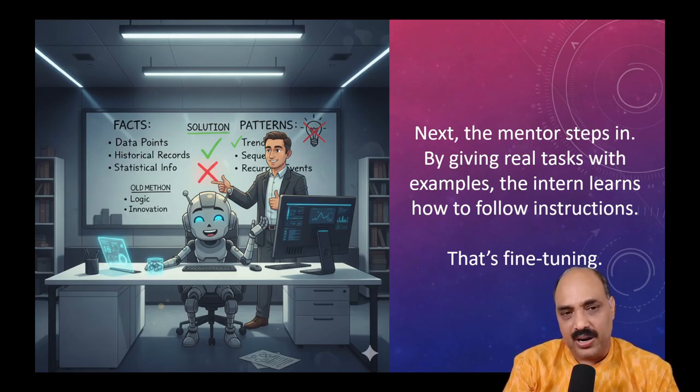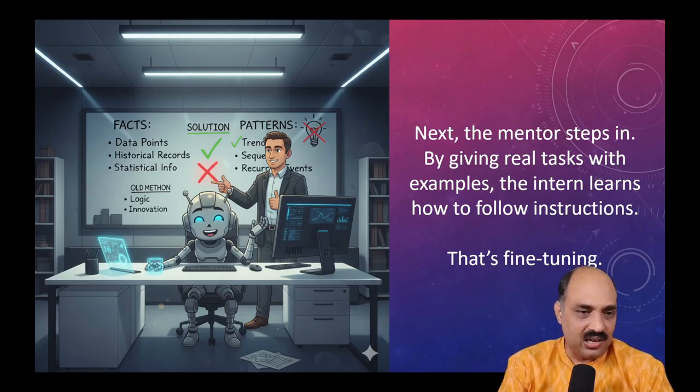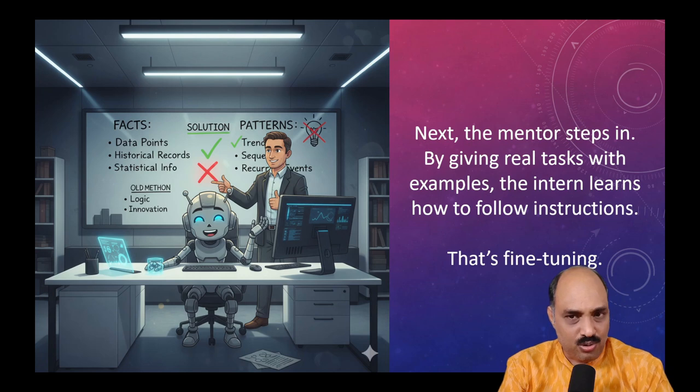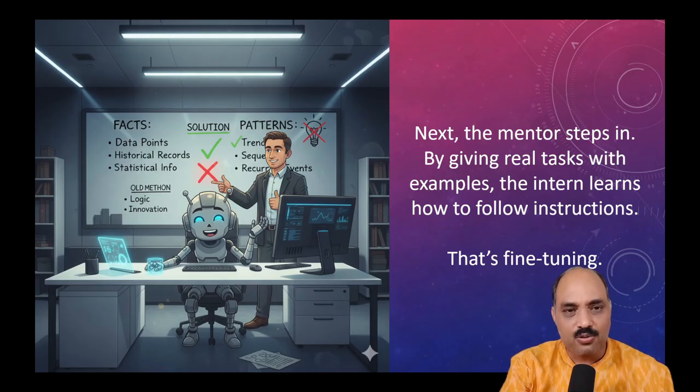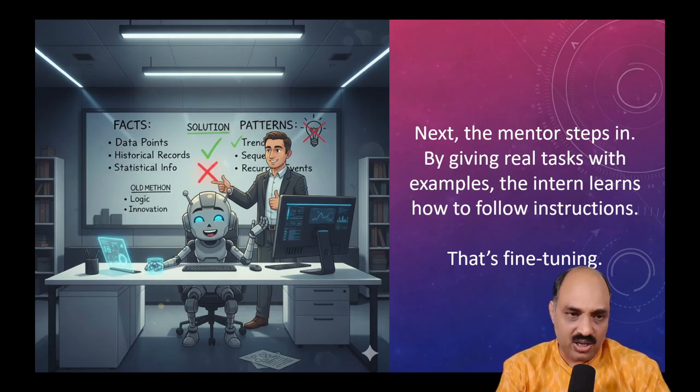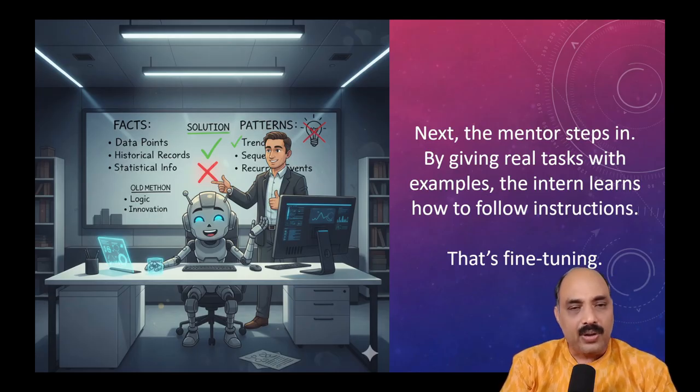When a mentor comes to Chitti, the LLM, and says, okay, here are the data points, historical data, statistical data, what are the trends and all. What it will do is the fine-tuning scenario. It will give you certain real tasks and also solved examples. So now, in the fine-tuning stage of the LLM, the mentor gives certain tasks identified as particular real-world tasks and their example outputs.